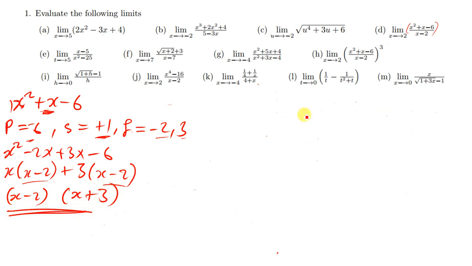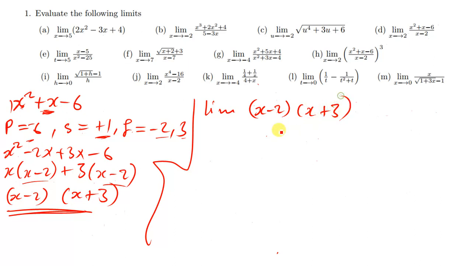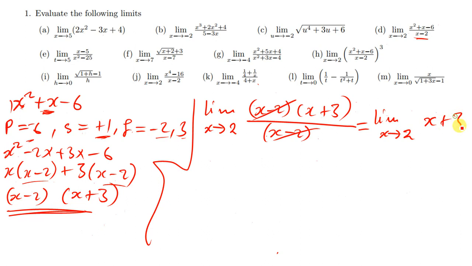So this is what we're going to replace on the numerator: x minus 2 and x plus 3. We see what we're going to have. The limit becomes, where there is x squared plus x minus 6, we put x minus 2 times x plus 3. Then the denominator is simply x minus 2, as x is approaching 2. You see that this and that will cancel, and therefore you remain with the limit as x approaches 2 of x plus 3.